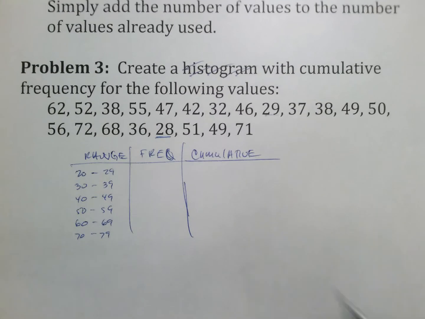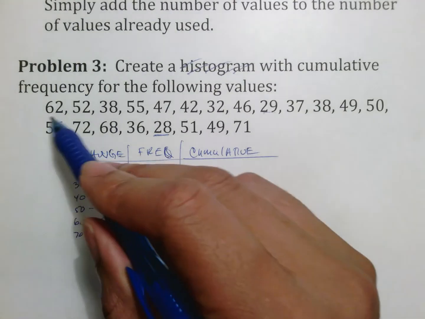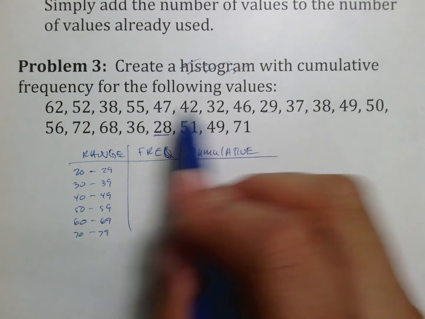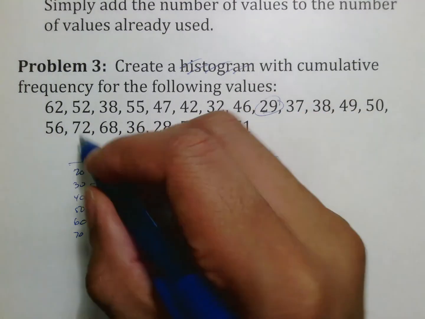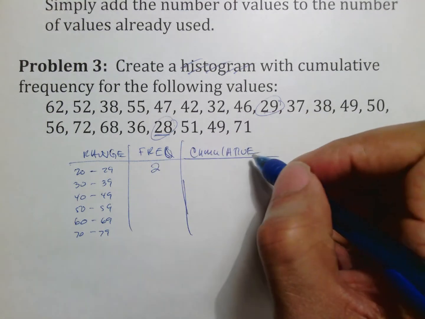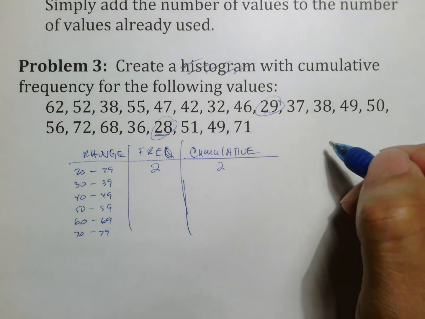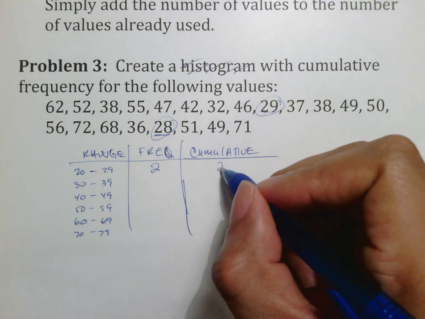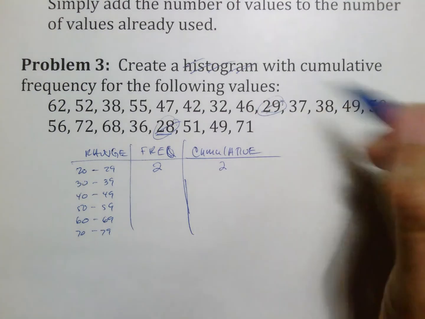Alright, so again, looking at this, this is all we have to do, 20 through 29. Again, I don't think I see anything in the teens. So 1, 2. So there's 2 numbers in 20 through 29. Overall, for your cumulative part, that means we've used 2 values. Again, cumulative frequency means how many numbers have we had up to this point. Well, if 2 are here, then we have 2 numbers at that point.